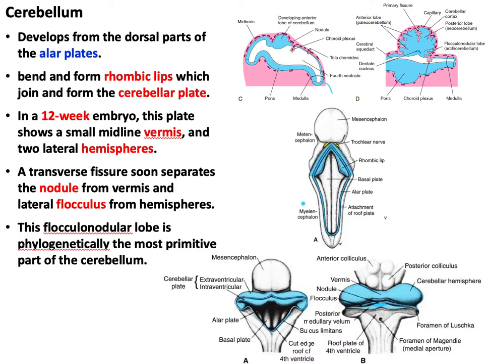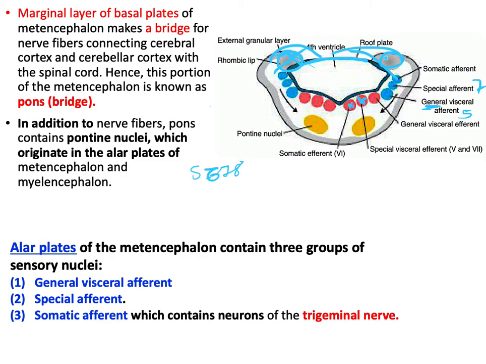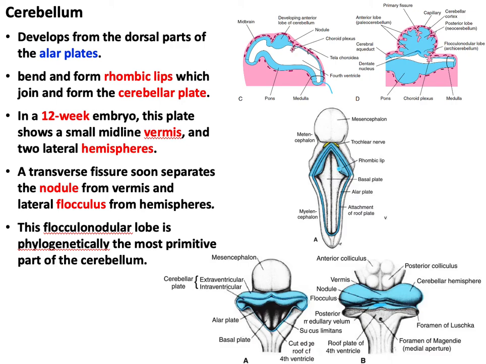Developed from the dorsal part of the alar plate, in an area called the rhombic lip, they approximate, perforate, and approximate each other. And of course, you have a roof plate here, so they start to approximate each other until you get this view, forming the cerebral hemispheres, vermis, nodule, and flocculus. Those are the first things to form, separated, of course, by the transverse fissure.